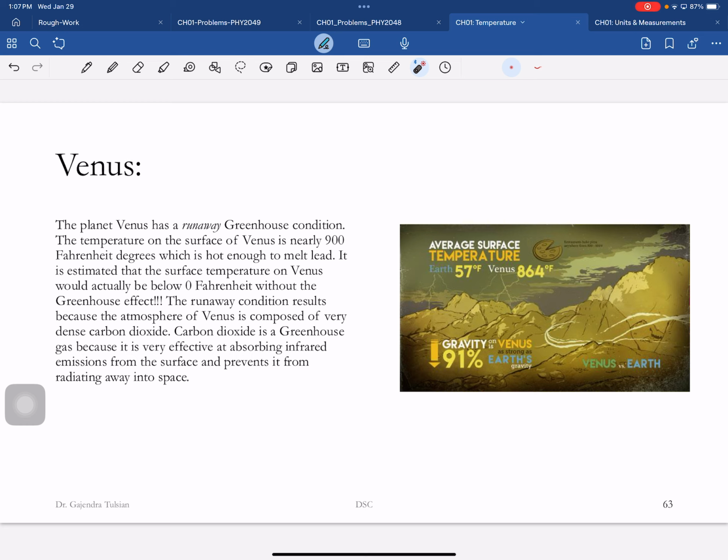Venus has a runaway greenhouse effect. Venus's temperature is 900 degrees Fahrenheit. And if it had zero carbon dioxide in its atmosphere, its temperature would be 0 degrees Fahrenheit. All right, guys.